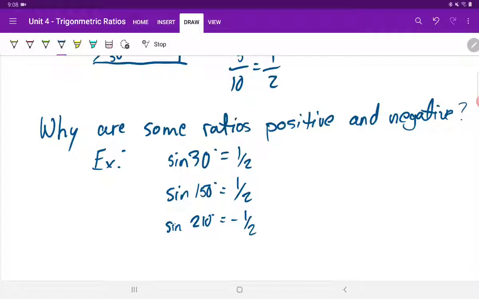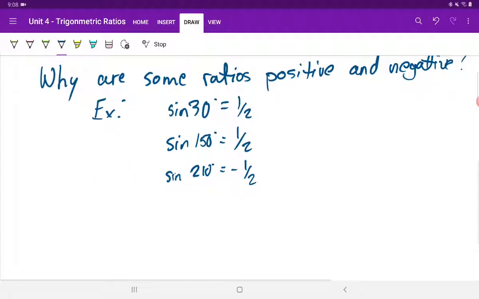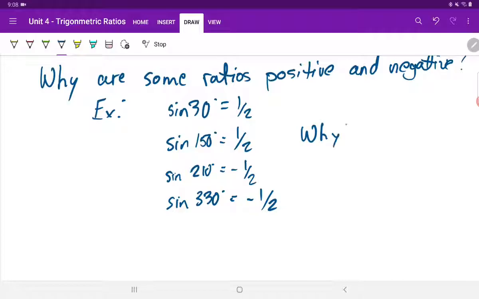Like, why on earth would we get negative 0.5 as our sine of 210? So you're probably wondering. And then also, if you were to take the sine of, let's say, 330 degrees, punch that into your calculator, you'd also get negative 1/2. So why does this happen? Now I obviously chose these angles specifically, 30, 150, 210, and 330, and I chose the sine ratio specifically of 1/2. But why does this occur?